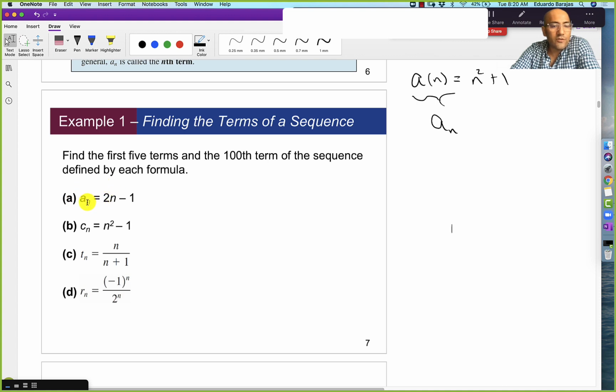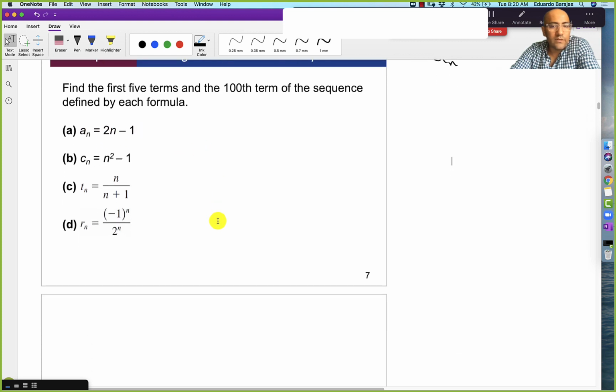So if you want to find the first one on the list, you got to let n equal to 1. If you want to find the second one on the list, you got to let n equal to 2, and so on and so forth. Okay, so let's create a little table here and find a few of these values.